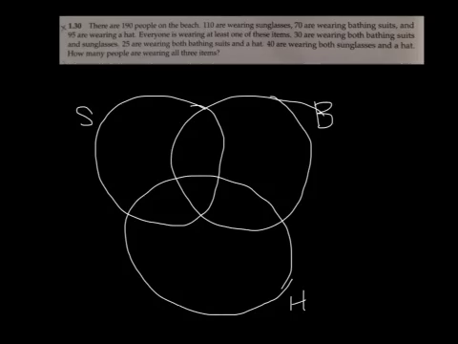The secret to all of these problems is subdividing the whole group of 190 people. We want to split them up into non-overlapping regions, and that's what we do with the Venn diagrams.